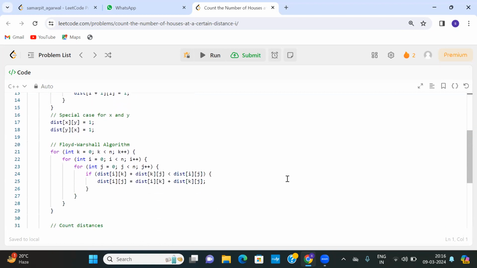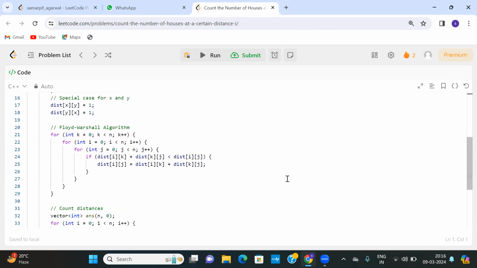Now we have applied the Floyd-Warshall algorithm. What does the Floyd-Warshall algorithm do? This algorithm will update the matrix with the minimum number of streets which are required to reach 1 to 5, 1 to 7, or whatever the matrix domains are.